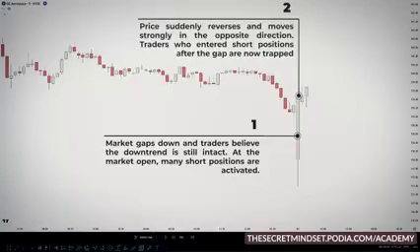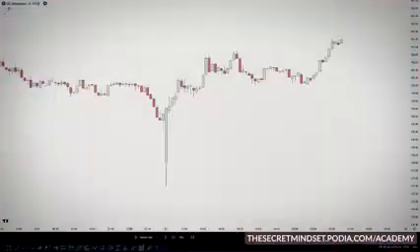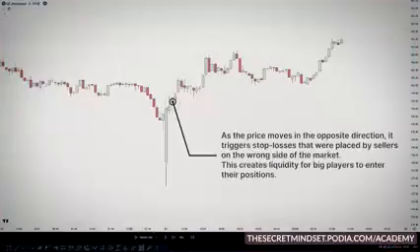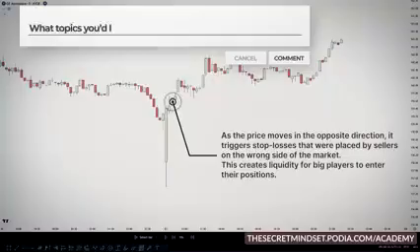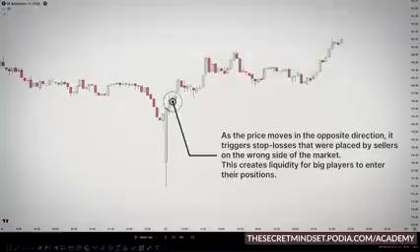This is where the manipulation becomes obvious. Traders who entered short positions after the gap are now trapped as the price moves against them. As the price moves in the opposite direction, it triggers stop losses that were placed by sellers on the wrong side of the market. This creates liquidity for big players to enter their positions. This allows them to buy at lower prices before the price continues higher.